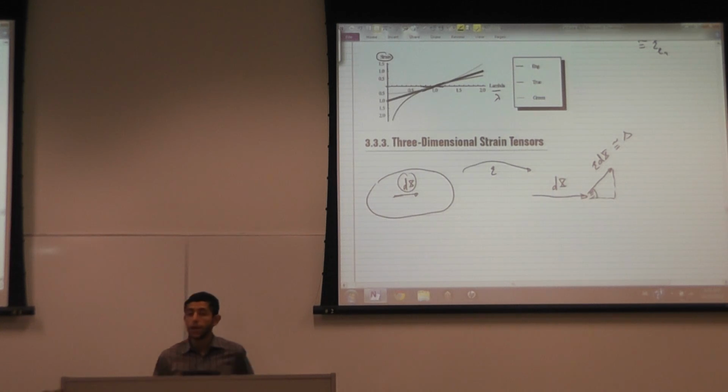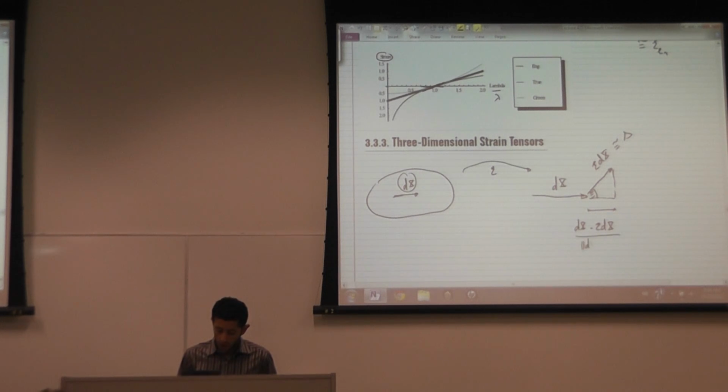And to find the strain along a vector, what I need is the orthogonal projection. What's the orthogonal projection? This is epsilon dx dot dx. I can put the dot product anywhere. And if I want the strain, I need to divide by the length of dx squared. This is the function of the strain matrix.